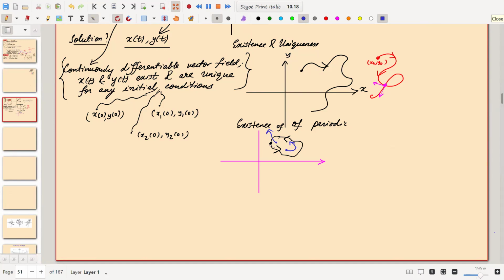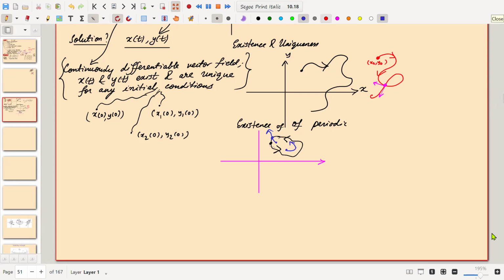Why can it not go like this? Because if it goes like this, there will be an intersection here. Do you agree or not? Yes, there will be an intersection. So it cannot go outside of the curve. It has to stay inside only.